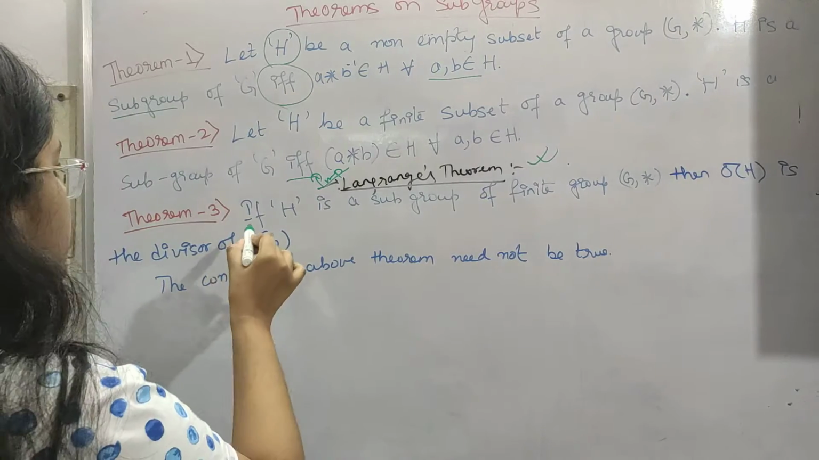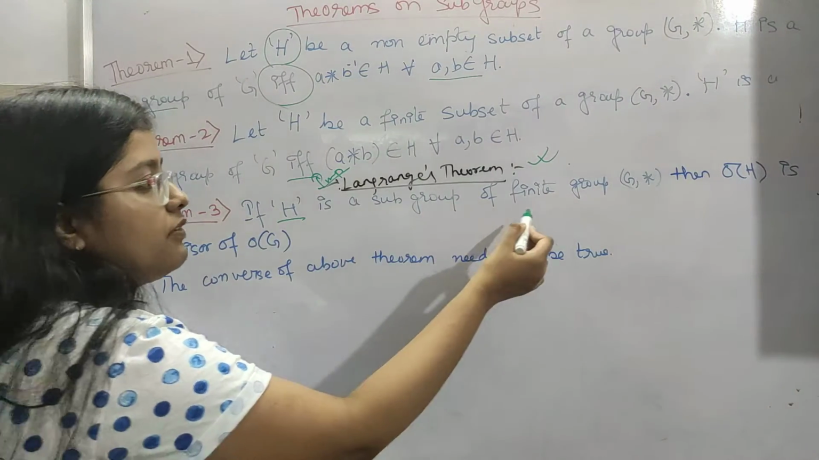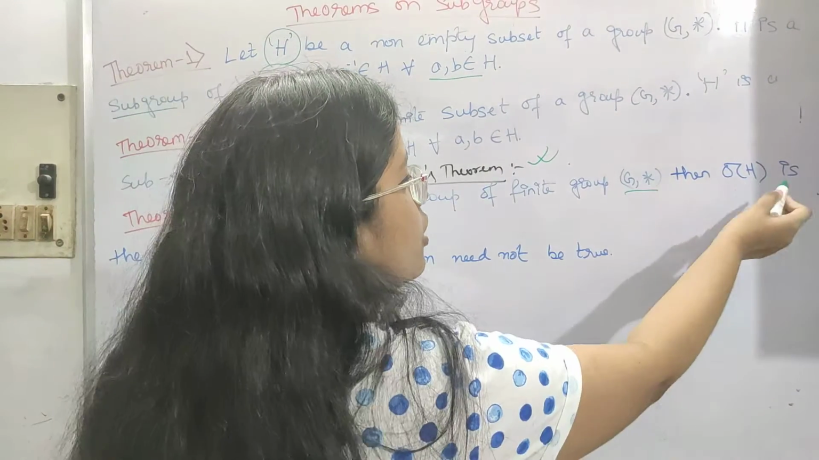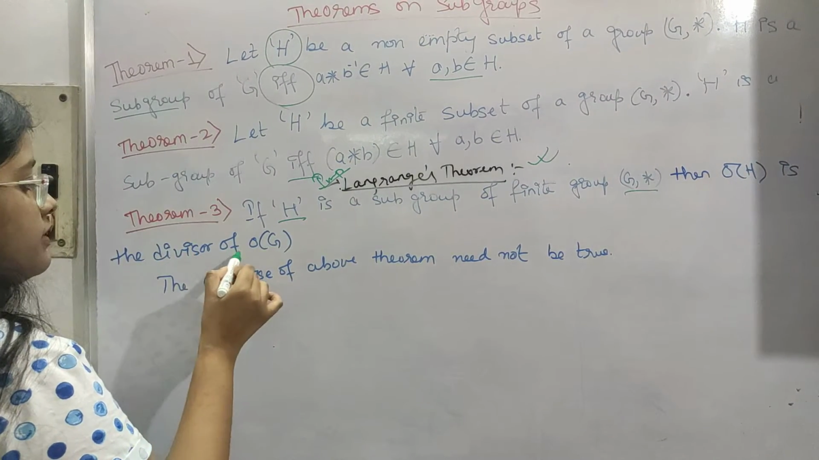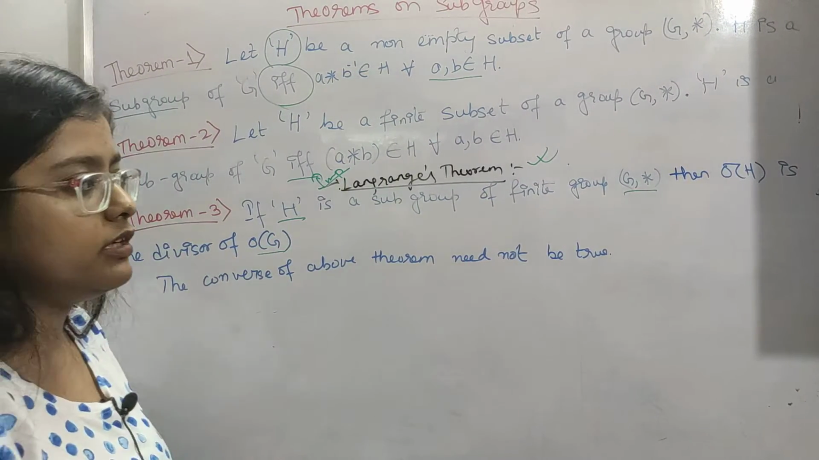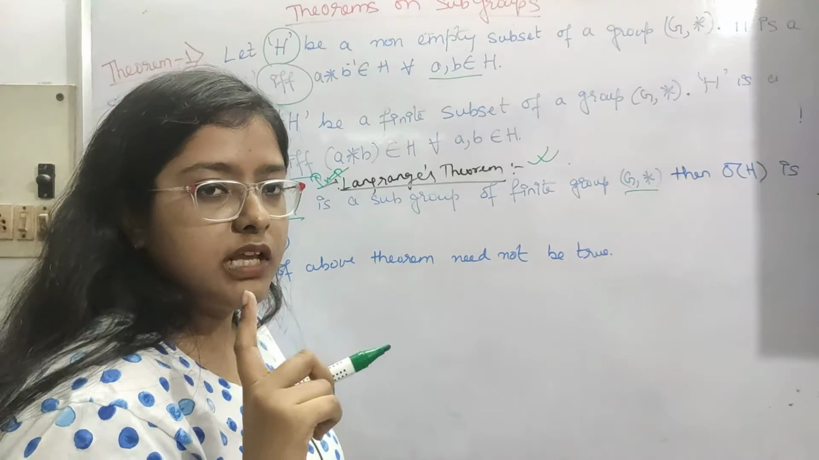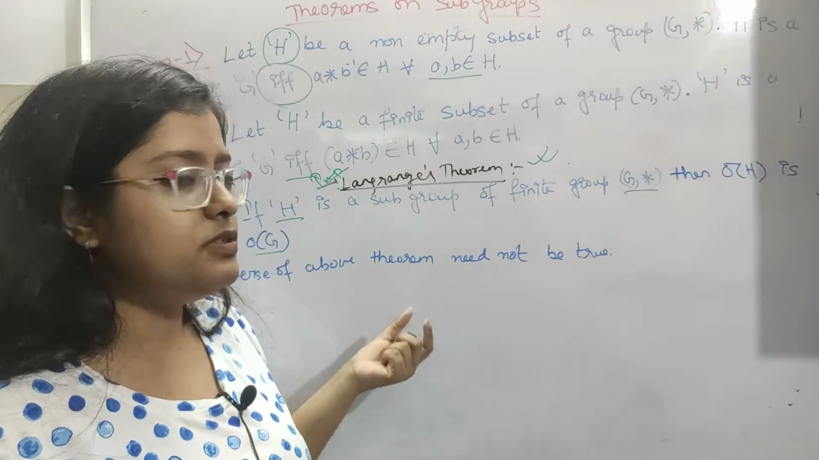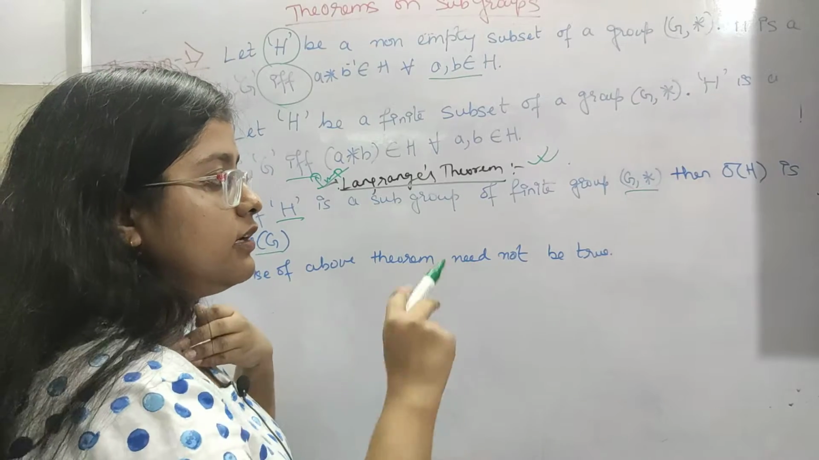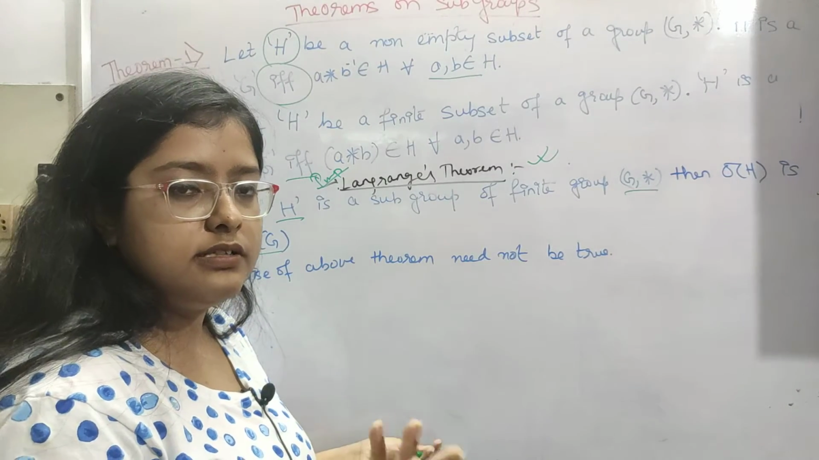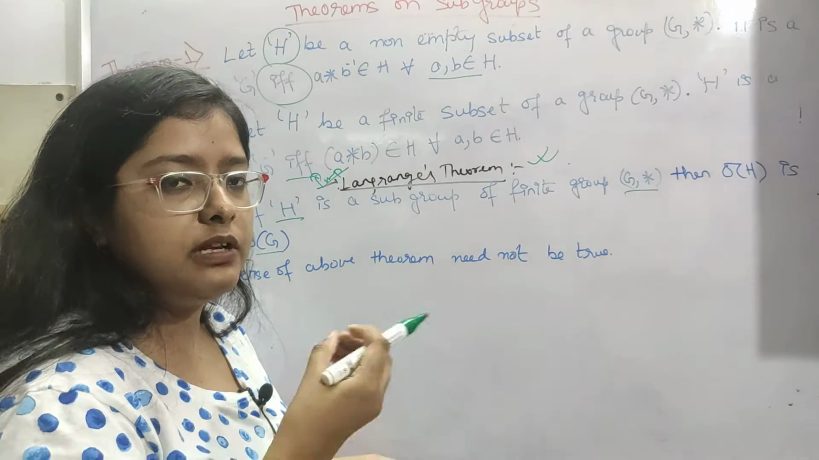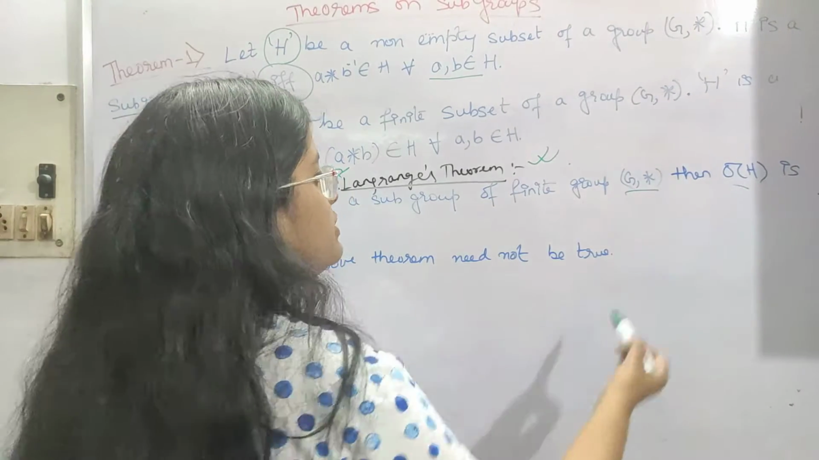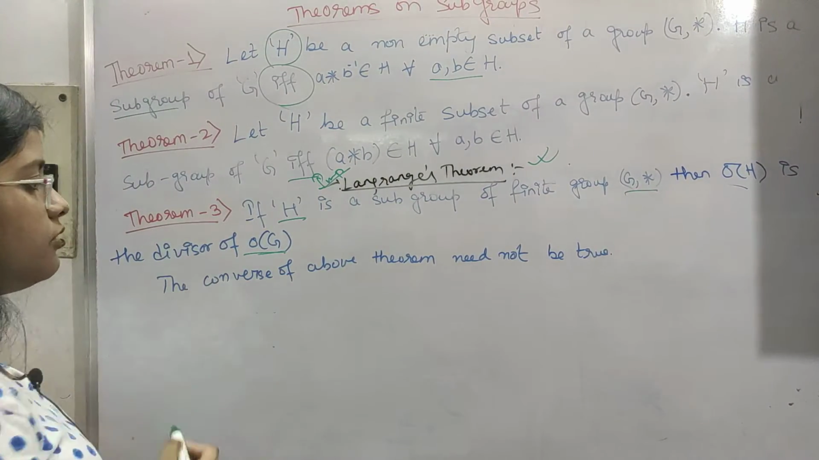Now if H is a subgroup of a finite group G star, then the order of H is a divisor of the order of G. Okay, so the order of H is the number of elements present in H. H is a subgroup of group G, so H will contain some number of elements. You have already seen the order of a group is the number of elements present. So the order of H is a divisor of the order of G.